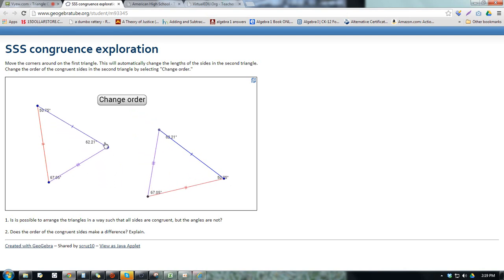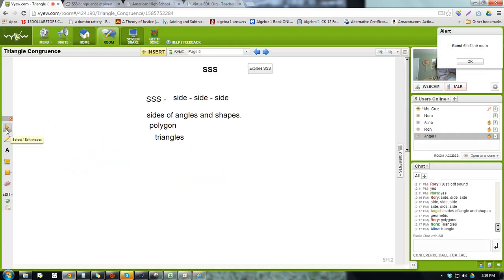So go ahead and play with these triangles and let me know if you can find two triangles where all the sides are congruent but the triangles aren't the same. Go ahead and try to do that, and if you're able to find one, then raise your hand. You can unraise your hand now, unless you're having trouble with the triangle program. I'll give you guys 3 minutes to play with that, and then we'll see if anyone came up with something.